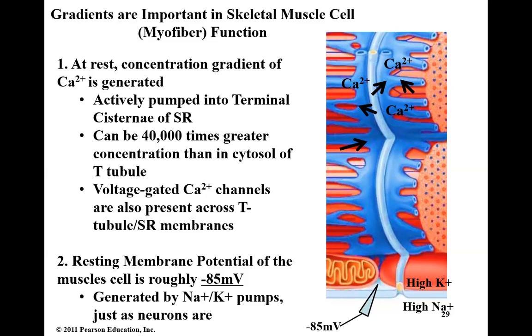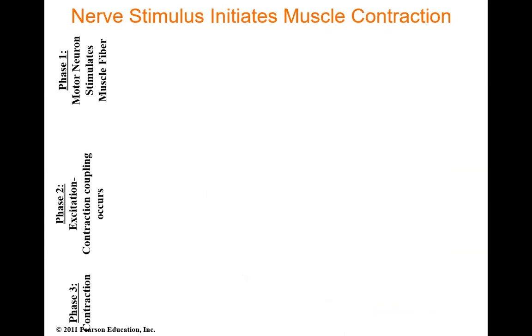So I hope that neuron process is still in the back of your mind. Okay. In order to actually get a muscle contraction, we have lots of different things that have to happen. First of all, we have to stimulate the muscle fiber. We have to tell the muscle that it's time to contract.